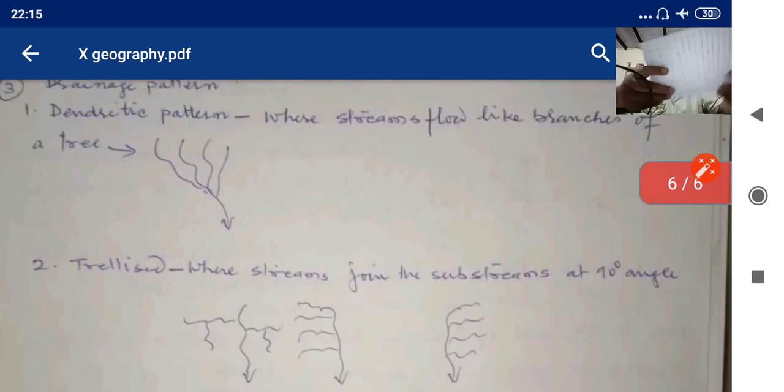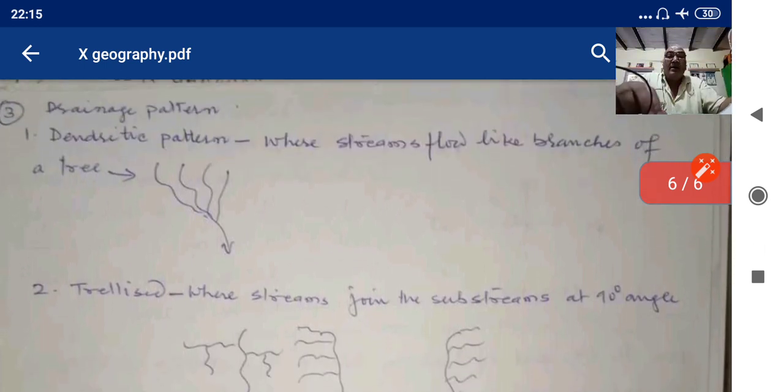Number 1, drainage pattern, we have dendritic pattern where streams flow like branches of a tree. The symbol is given in front of you. If you find this type of streams shown in so and so 4 figure, then you can say here is the presence of dendritic pattern.